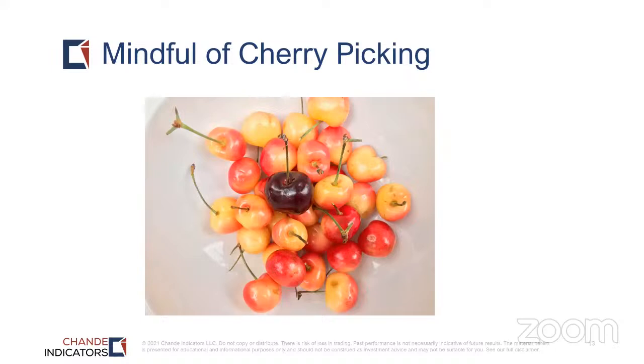And what do you see here? A bowl of Rainier cherries with a red Bing cherry on top. I've tried to consciously avoid cherry picking the best examples, but a little bias is hard to avoid. So be a little cautious about my specific examples and try instead to recognize the patterns that I'm referring to or showing you and how they repeat. Okay, let's look at some charts.